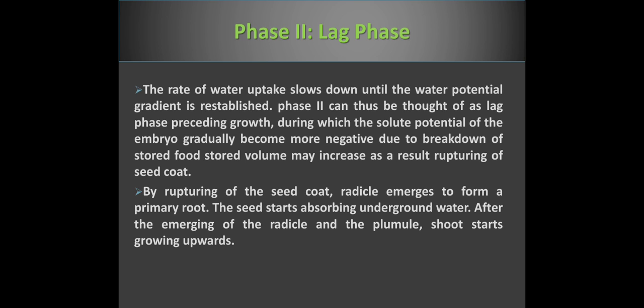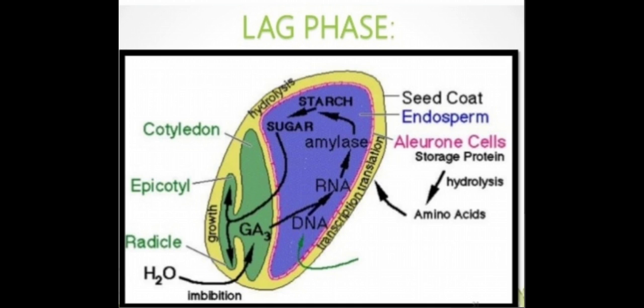By rupturing of the seed coat, the radicle emerges to form a primary root. The seed starts absorbing underground water. After the emergence of the radicle and the plumule, shoots start growing upward. You can see here the lag phase in the diagram.